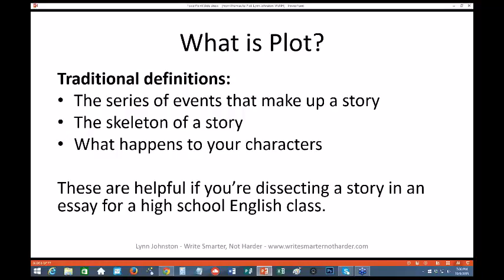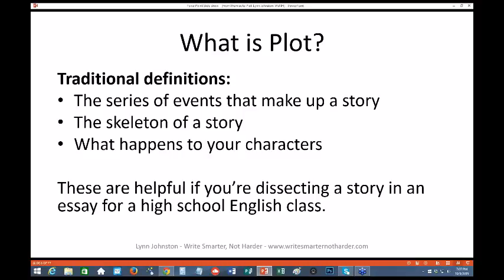So let's talk a little bit about plot. What is plot? There are traditional definitions of plot, and you've probably heard some of these. They're the series of events that make up your story. It's what happens to your characters. It's the skeleton of your story that you flesh out by adding some description and some personality to your characters. I personally don't find these definitions helpful for writing a story.